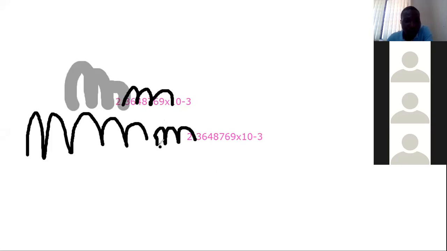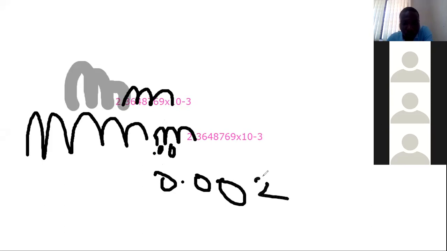So therefore, there is going to be a 0 here, and another 0 here before the 2. And so if you are to write this one, now the point is in front of this 0. We will say it is 0.0023 in that order.